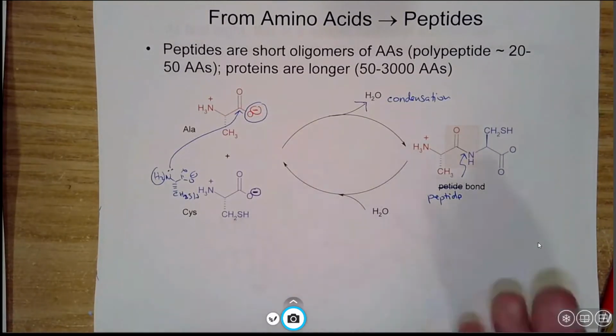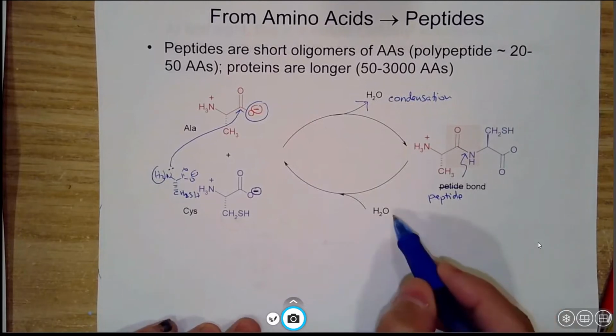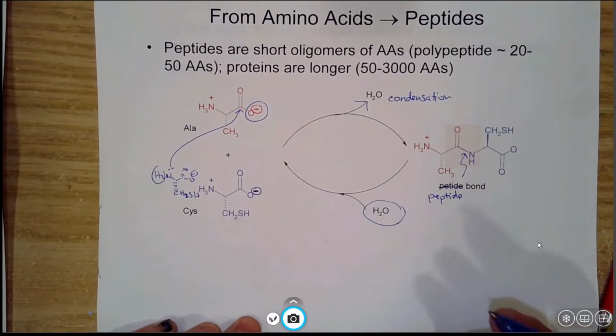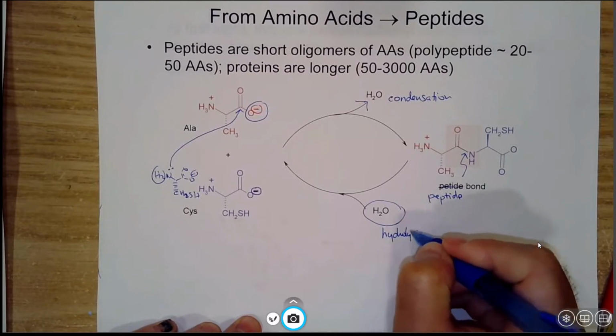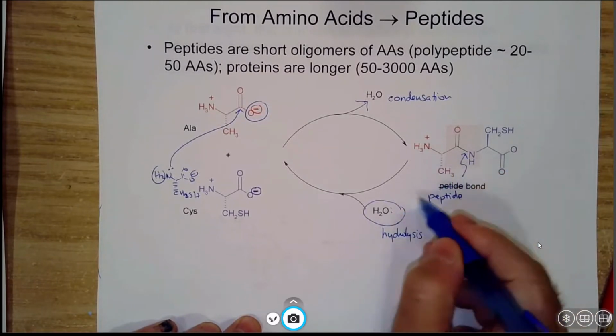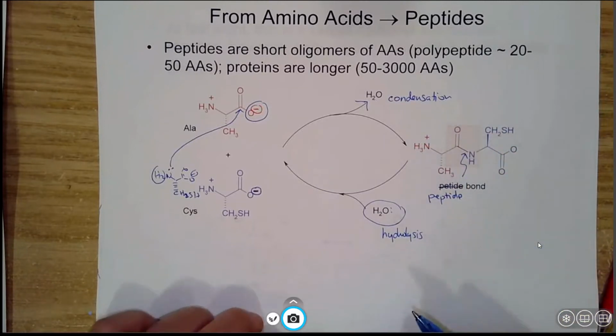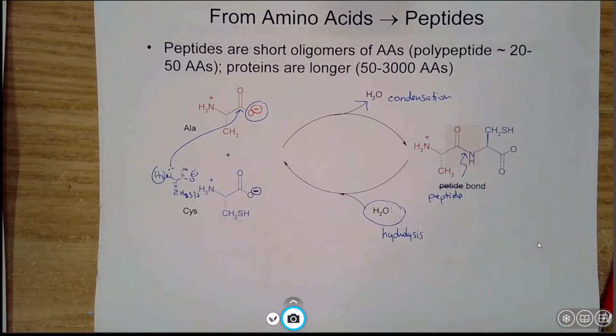You can imagine you can do this multiple times. And conversely, you could do the reverse reaction, which you would think of as hydrolysis. Water would come in and attack the amide bond, and you would break that peptide bond. You'll hear me say peptide bond and amide bond interchangeably throughout this unit, and they really are the same thing. What else can I tell you about peptides?